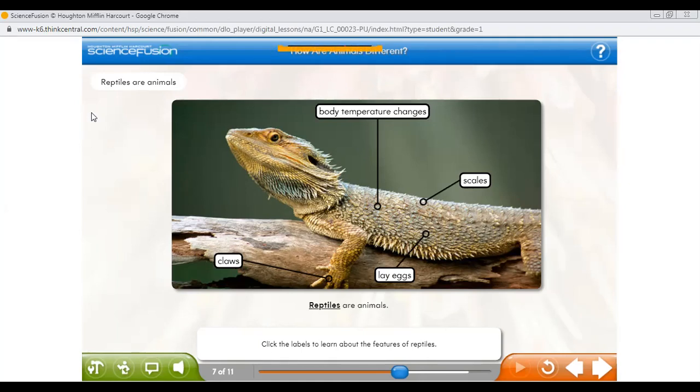Now you're going to see about the reptile. So, what does the reptile have? They can change the body temperature. They have scales on their body, same like the fish. They have claws and they can lay eggs. So, this is the feature of a reptile. These are the things that a reptile can do or a reptile has.